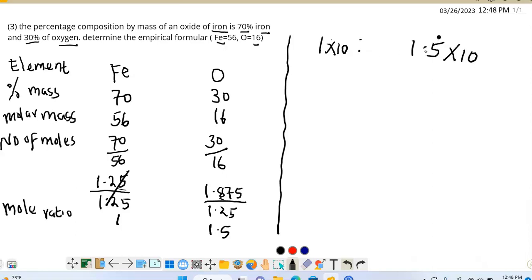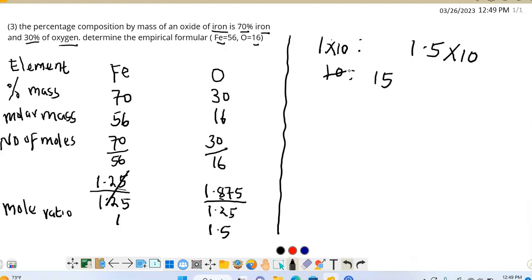You look at this value. If the value we have here is a decimal, just 1.5, the number that can make it a whole number is 10. To convert this decimal into a whole number, you multiply by 10. The 10 you multiplied here, you also multiply the other side, because it's a ratio. So 1 times 10 is 10, and 1.5 times 10 is 15. Then you simplify to the simplest whole number ratio.